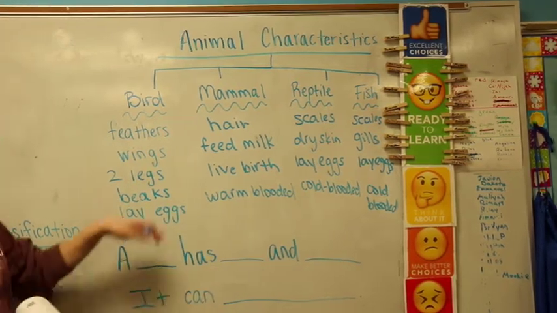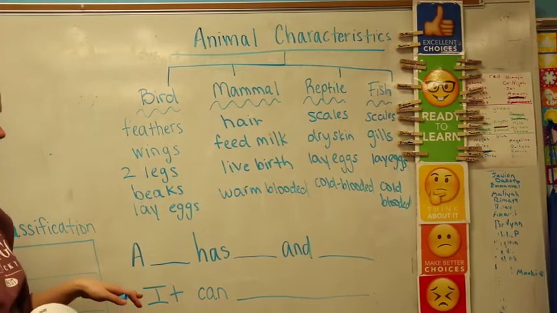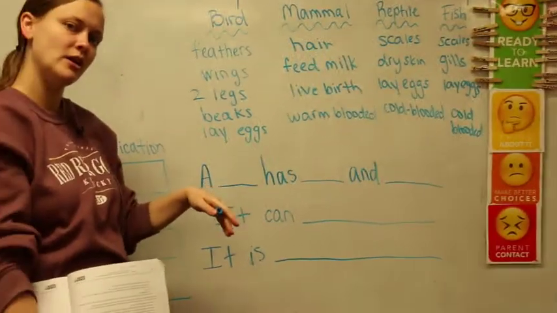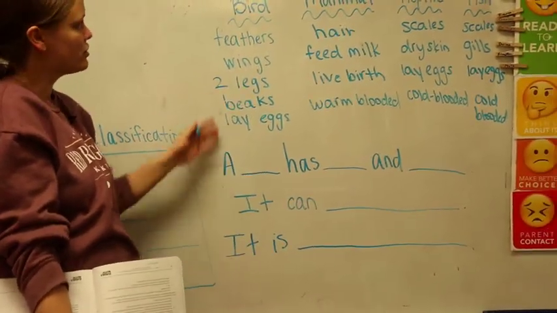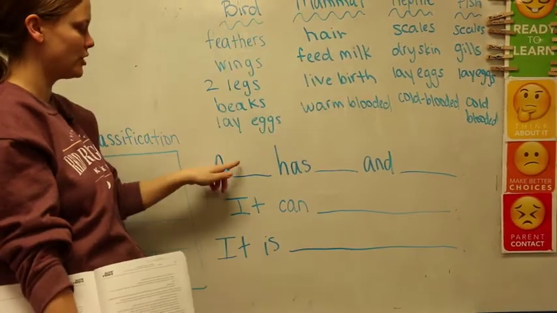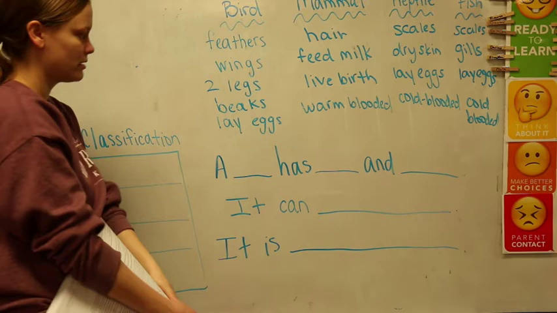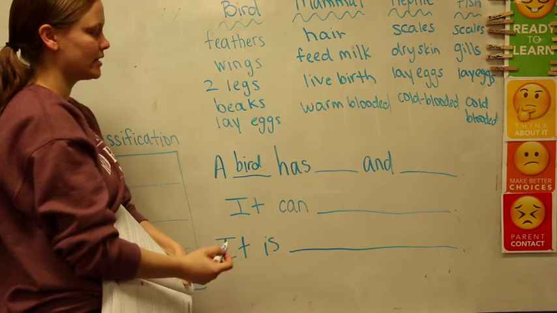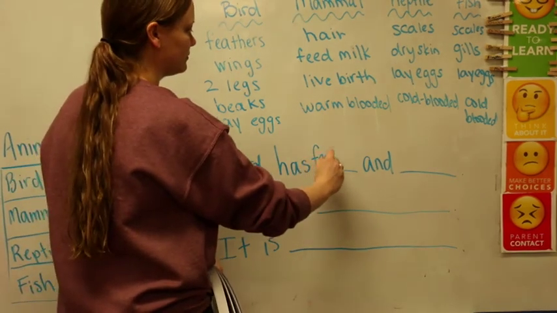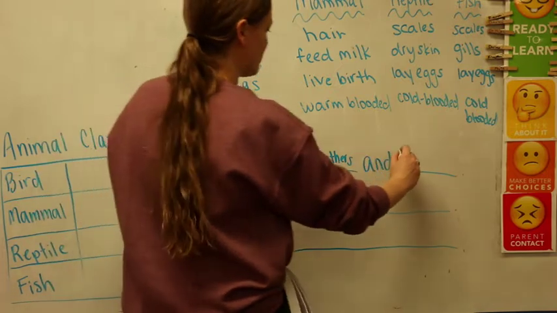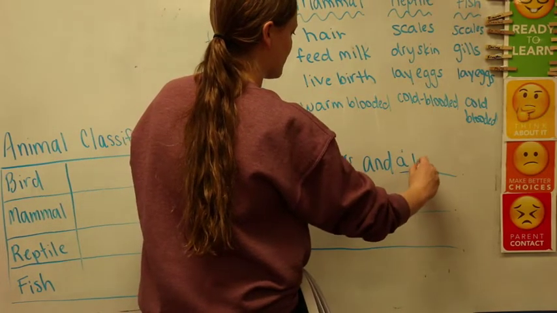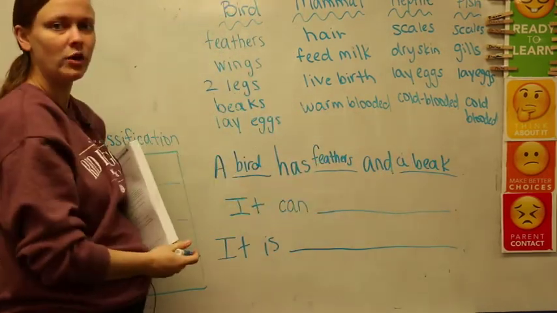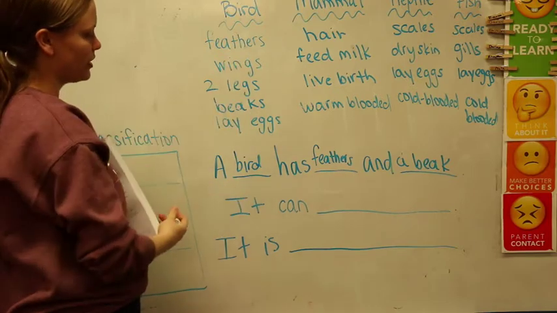So then you can go down here to your sentence frame, and kind of like what we do in independent reading, where you guys go read a book and you have to fill in these sentence frames, we're going to do the same thing in math. So you can go up here and pick bird, mammal, reptile, or fish, and put it right here. A bird has, and pick a characteristic, has feathers and a beak. Okay? It can, what would you say? We'd have to use something under bird because we're talking about a bird. It can lay eggs.